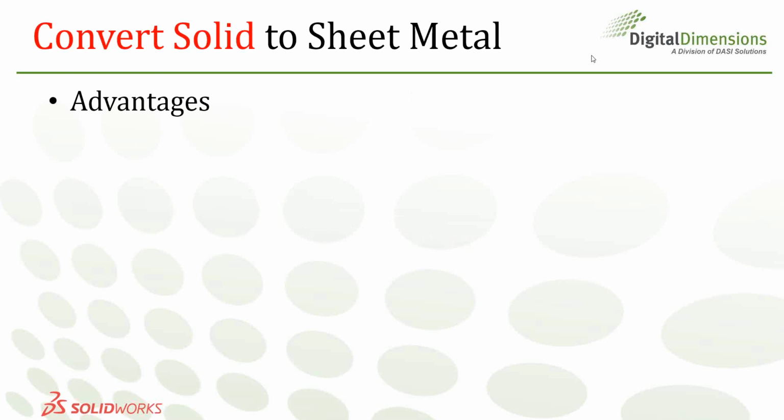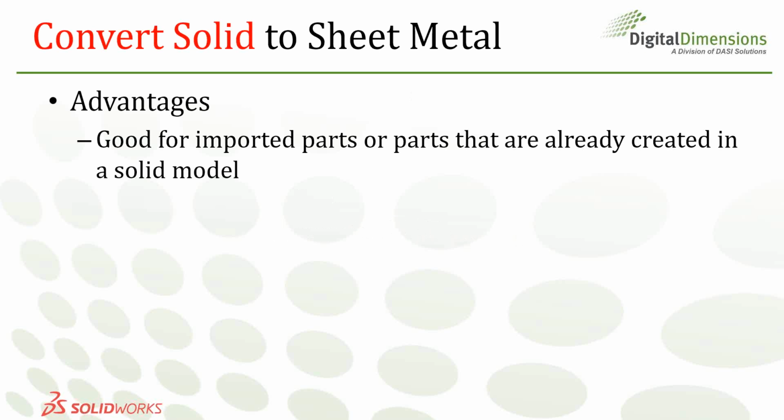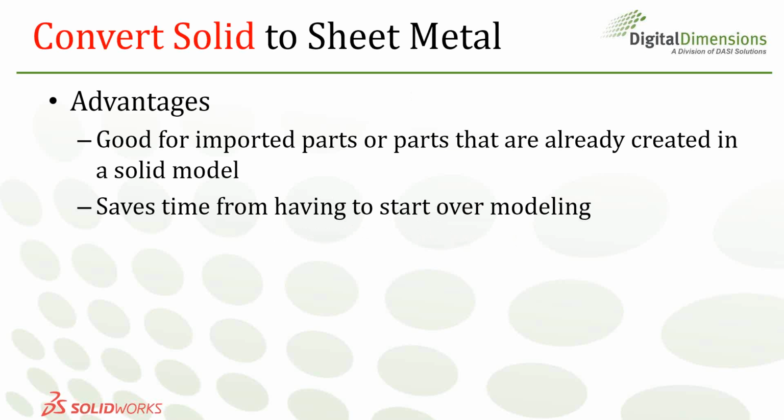So some of the advantage of the convert to solid feature in sheet metal, like I said, it's great for imported parts or parts that are already created as a solid model. So if you're working with possibly an outside vendor or another design firm, or somebody's doing some prototyping for you and they're bringing in solid models because maybe you don't know if they're going to be sheet metal down the line, and then you decide later on that you want to lighten things up and cheapen it up, you can convert those solids to sheet metal very easily without having to redesign all that stuff. So it saves time from having to start over.